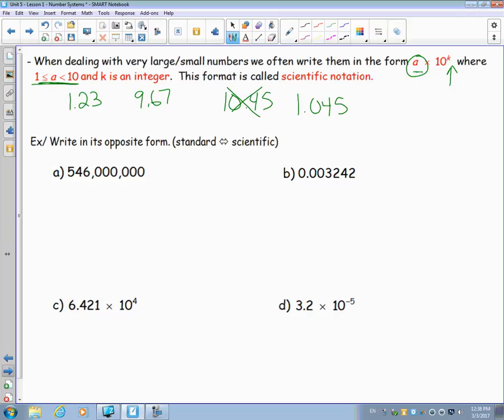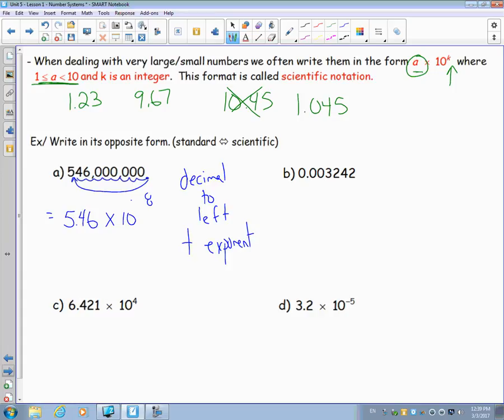546 million. Let's change it to its opposite form. So I want to take the decimal from here, and I want to move it all the way over to here to make my base number between 1 and 10. Every time I move it to the left, 1, 2, 3, 4, 5, 6, 7, 8 times, that is my exponent. When you move things to the left, you have a big positive exponent. When you move things to the right, it becomes a small negative exponent. So decimal to the left, positive exponent. Decimal to the right, negative exponent.